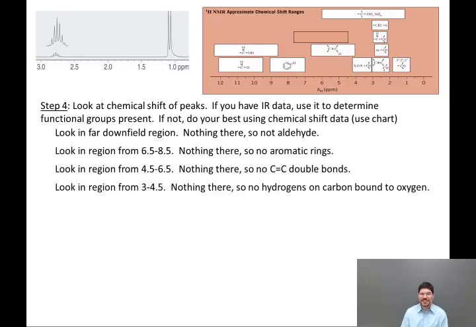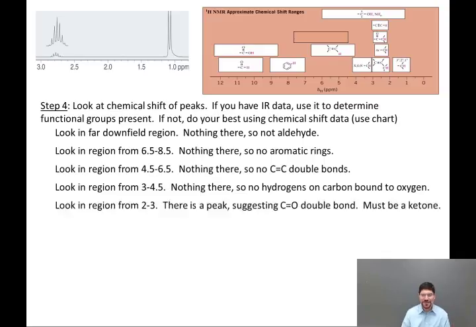Okay, next, look in the region from 3 to 4.5. That's where you find hydrogens on carbons bound to electronegative elements such as oxygen, which we know that we have in the structure. Remember, you got to keep your molecular formula in mind. Otherwise, this is somewhat of a wild goose chase. Nothing there. So what that means is that the carbon bound to the oxygen has no hydrogens on it.